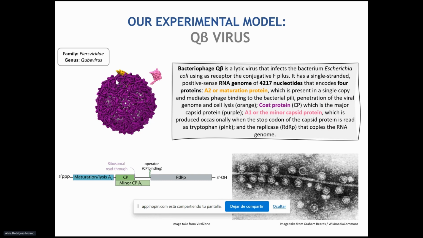These proteins are the A2 or maturation protein, which you can find here in orange, the major capsid protein in purple that makes the capsid, and the A1 or minor capsid protein in pink that is produced by a ribosomal read-through of the genome. And you can observe this virus particle has between 6 and 7 copies of this protein, the A1.